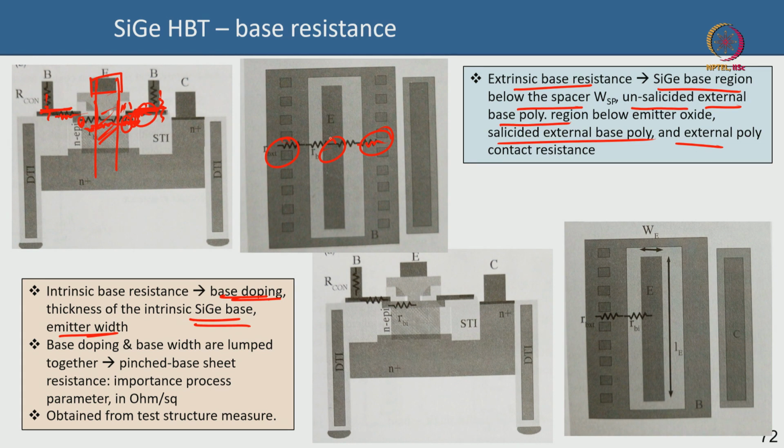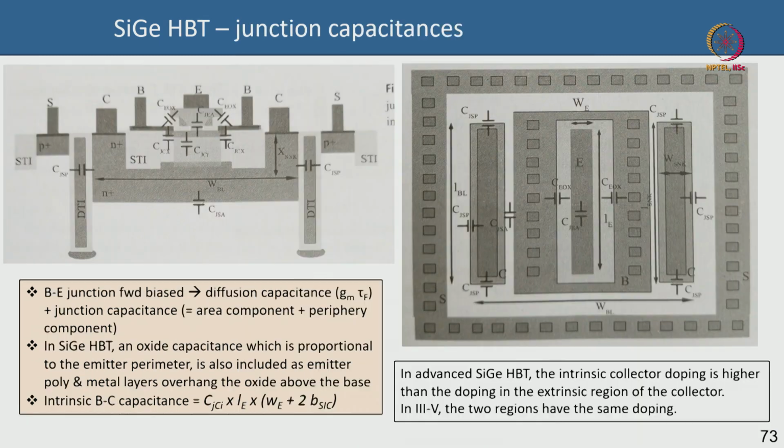So the base doping and the base width, typically intrinsically speaking, are lumped together and called base sheet resistance, and this is something you can measure experimentally from test structures. It's like the intrinsic device, you can think of that. So that is about the base resistance, but it is very important just to keep in mind.